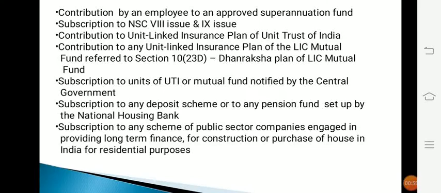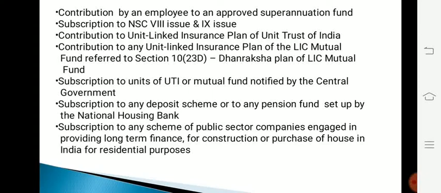Subscription to NSC 8th issue and 9th issue. Subscription to unit-linked insurance plan of Unit Trust of India. Contribution to any unit-linked insurance plan of LIC mutual fund referred to in section 10 subsection 23D. Example, Dhanraksha plan of LIC mutual fund. Subscription to units of UTI or mutual fund notified by the central government.